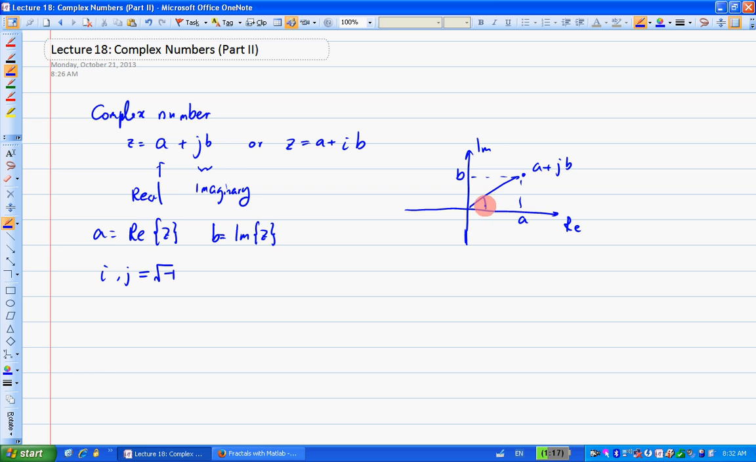Now, in the last lecture, we also introduced two concepts. So we can have a theta angle, which is the angle between the horizontal axis and this line segment representing this complex number, right? And we can also have a magnitude representing the length of the line segment of this complex number here. So this magnitude, we can call the absolute value of z.